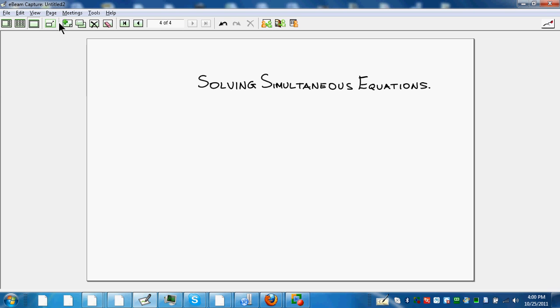The method of solving a pair of linear simultaneous equations will be shown in the following example.